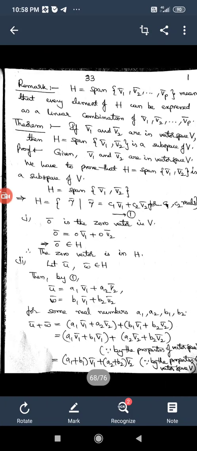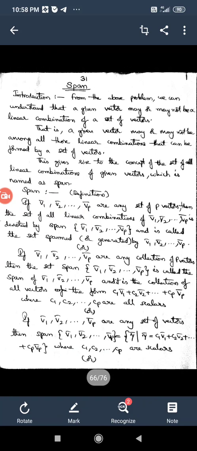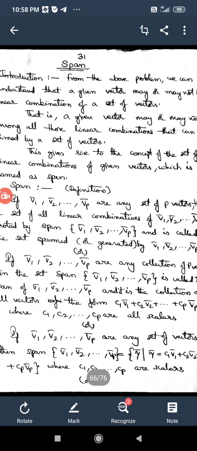Today, let us solve some problems on span and subspace spanned by a set. So, before solving the problems, let us recall the terms span and subspace spanned by a set.